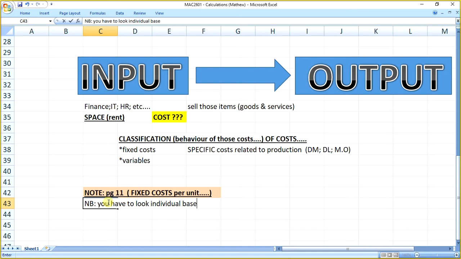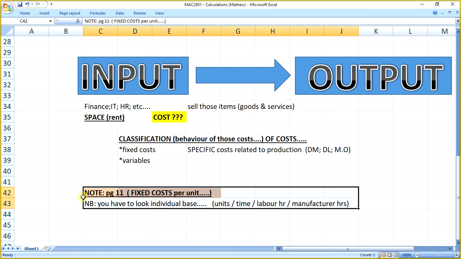A base. I understand what you're saying though. Okay, so the base will either be units, or it could be time, or it could be, let's say, labor hours. Okay, so time is labor hours, or manufacturing hours. Could it be, for example, machine hours? Machine hours, correct. All of those. All right, so that's something that you need to consider because that's part of other calculations.